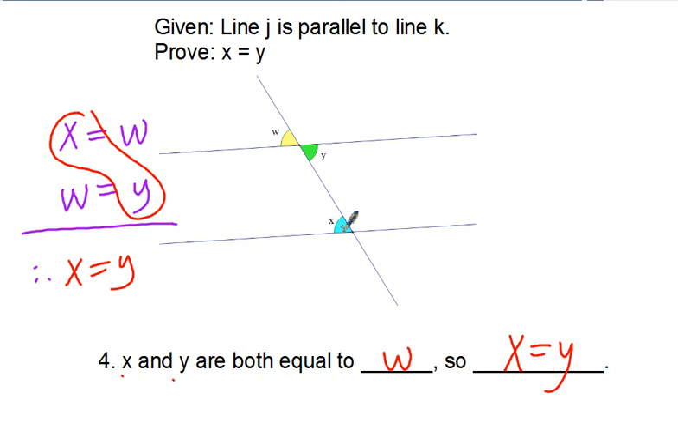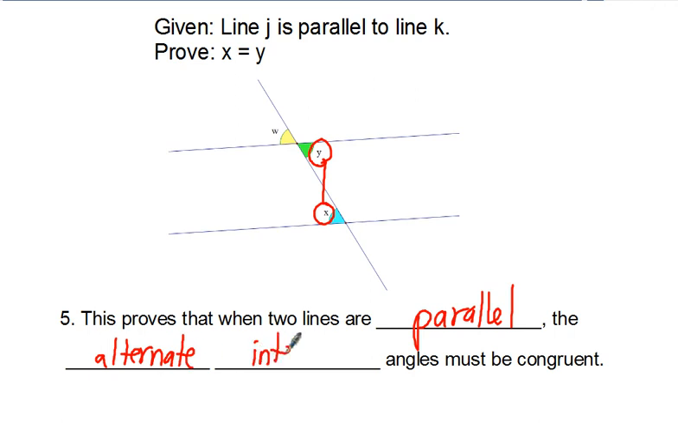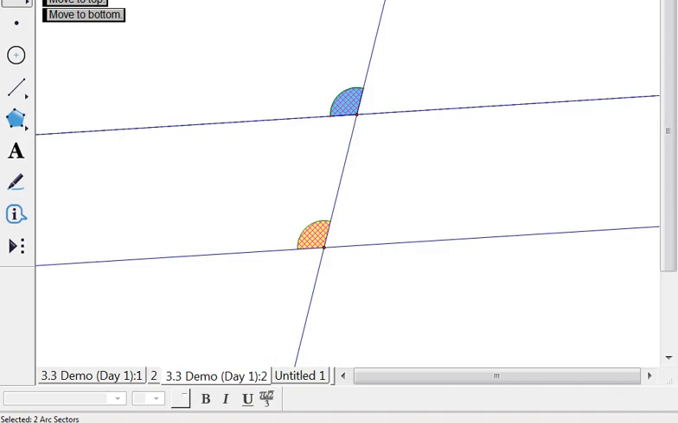Once again, blue and green both match yellow. So we've now proved that x matches y, and x and y are alternate interior angles. So we've now proved that when two lines are parallel, the alternate interior angles must be congruent. And that's our proof.